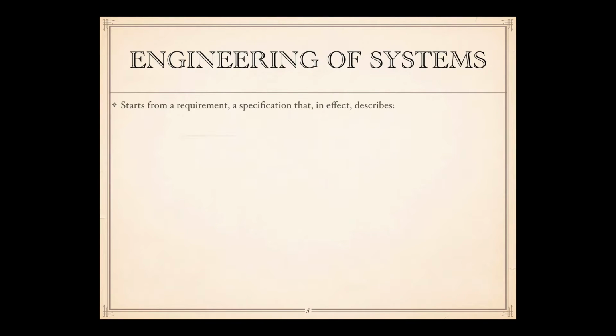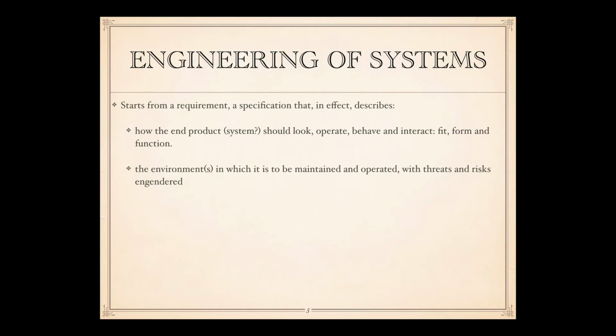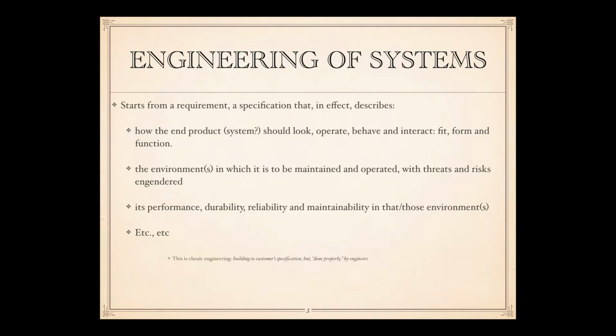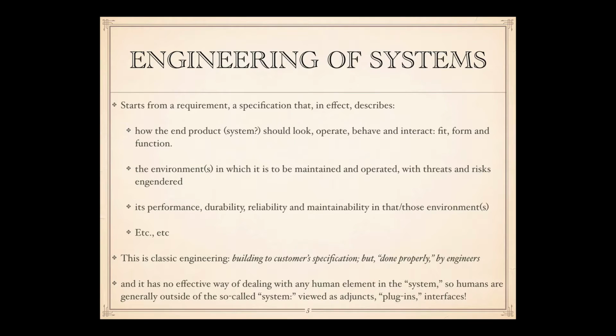Engineering of systems starts from a requirement, a specification that in effect describes how the end product, or is it a system, should look, operate, behave and interact. To use the jargon, fit, form and function. And the environment in which it is to be maintained and operated, with threats and risks engendered by that environment. Its performance, durability, reliability and maintainability in those environments, and so on. This is, in effect, classic engineering, building to customer specification, but done properly by engineers. And it has no effective way of dealing with any human element in the system. So humans are generally outside of the so-called system. They're viewed as adjuncts, plugins, and interfaces.